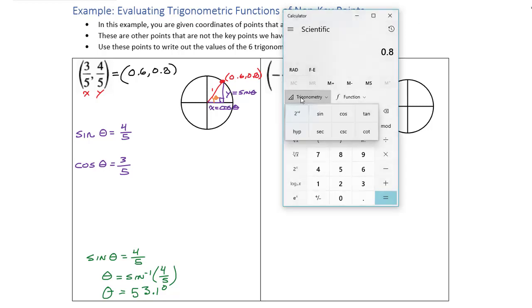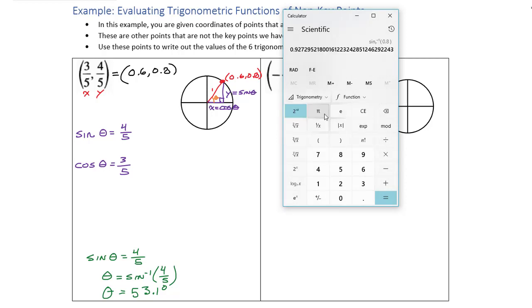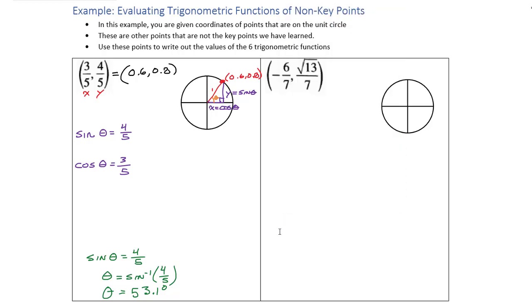Okay, let's hit trigonometry here. Let's hit second, and let's hit sine. And we get 0.927, so about 0.93 radians. So the distance around the outside to get there is about 0.93 radians, right? That is the length of that piece of string.